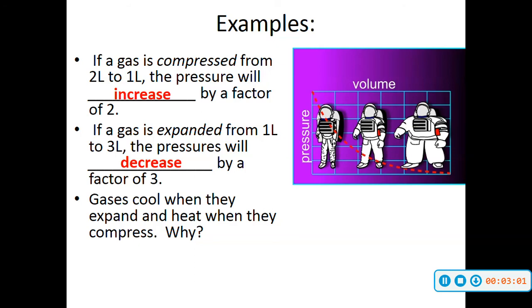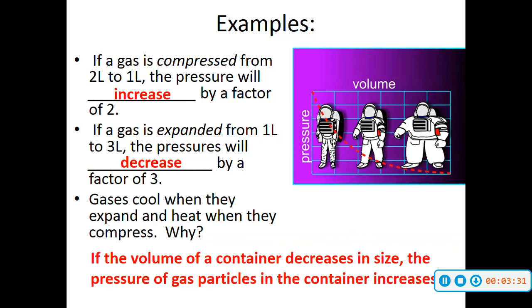Okay, and then gases cool when they expand and heat when they compress. Again, this has to do with the collisions of gas particles, the kinetic energy. It goes back to that kinetic molecular theory. So when you compress them, there's going to be more movement of those gas particles. The more movement we have, theoretically, the higher the temperature will be. And the more volume they have, the more space they have, the cooler they should be, the less movement there should be.